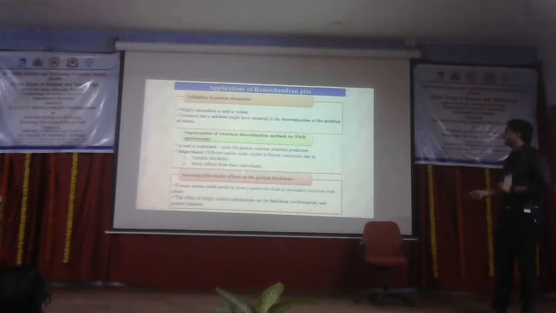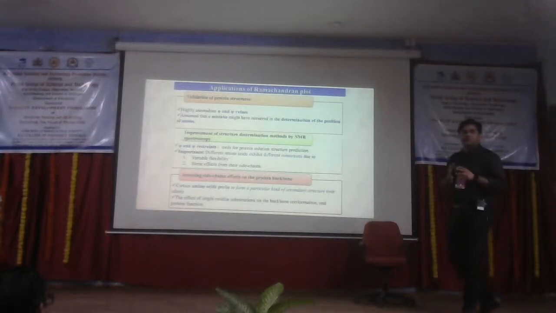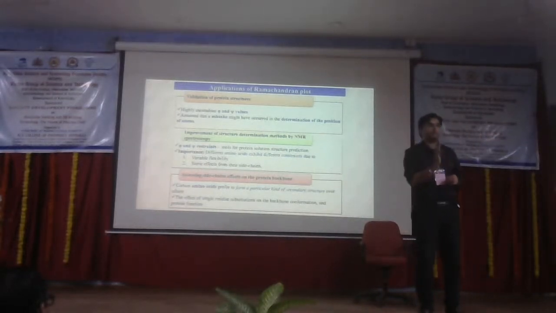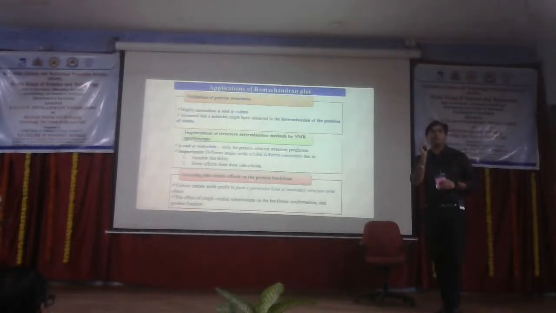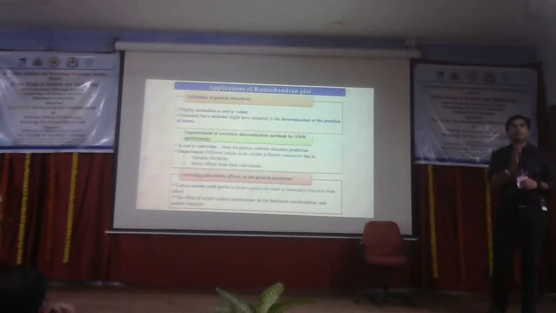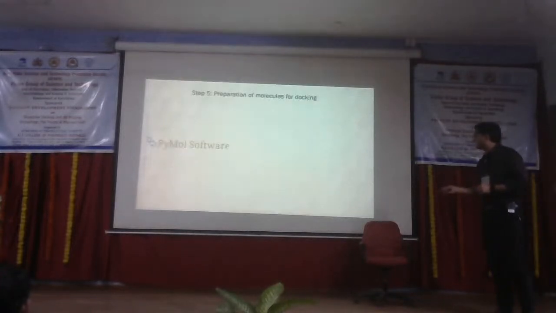Next, assigning the side chain effect on the protein backbone. Certain amino acids prefer to form a particular kind of secondary structure. So we also have to check whether there is a secondary structure within the main structure of the protein, whether it is hindering your Ramachandran plot, whether it is hindering the quality of the protein. That has to be ruled out before you proceed to the next step.